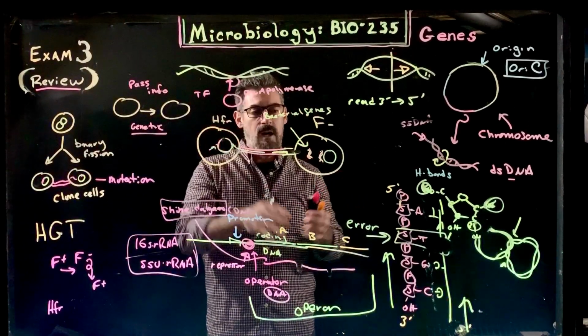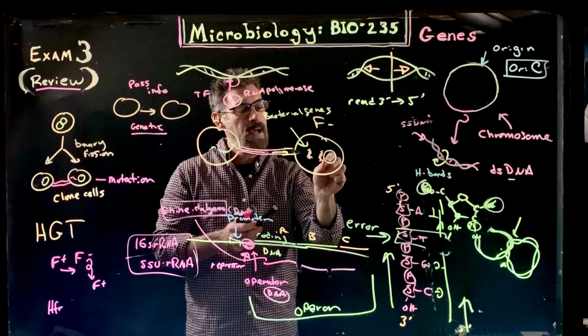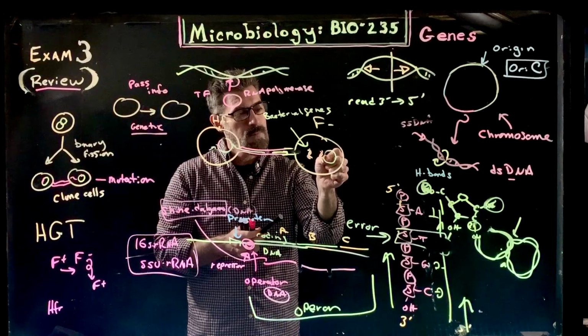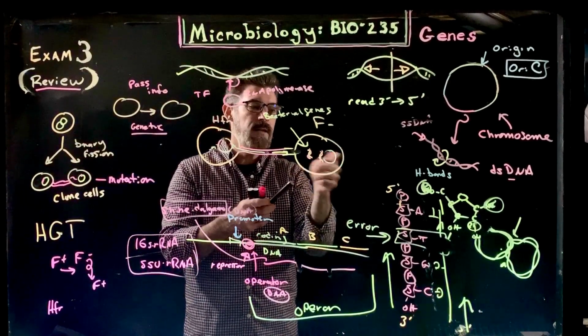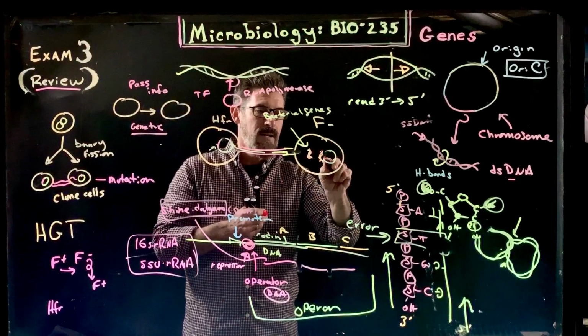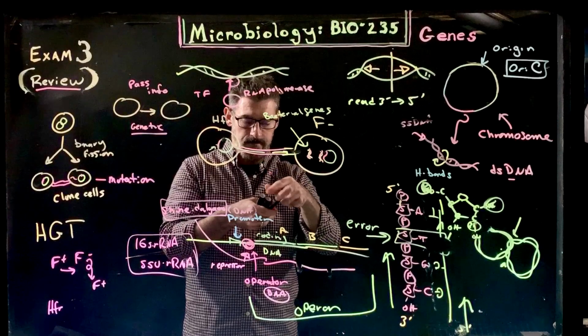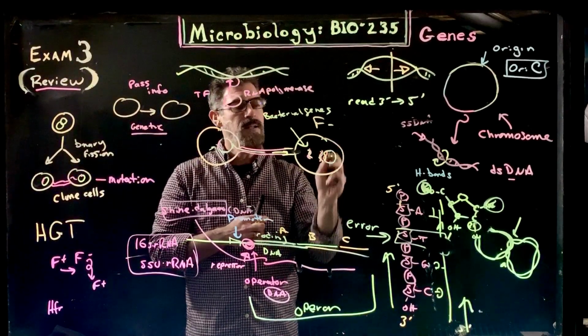So high frequency of recombination. Recombination means then genes might be swapped. Okay, so what will happen is some genes, maybe not all, so it could be the whole thing gets inserted in there, or it could be pieces of it, but basically some of that information from the other bacterial cell gets put into this chromosome.